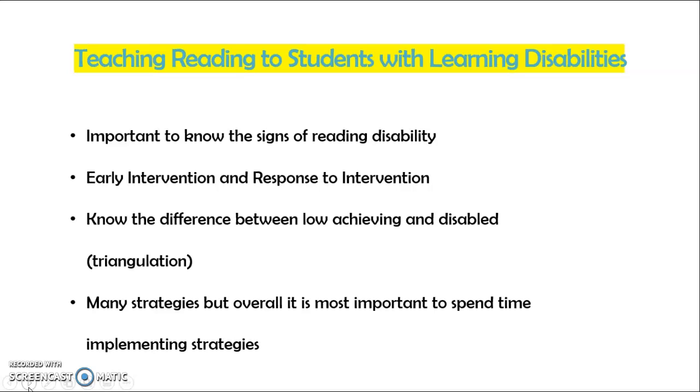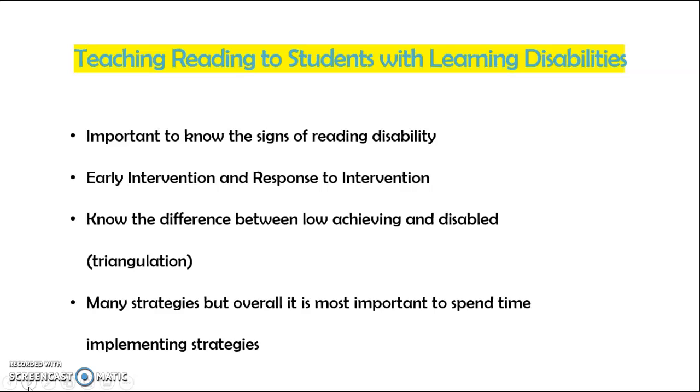Something from this lesson that can be applied is triangulation. To know the difference between low achieving and disabled, because using one kind of test will never give you enough information. It's really important to use other methods of understanding, because maybe a student has a vision problem, or maybe a student's just being lazy, or it could really be anything. It's important to understand and have early intervention, because once a student gets to a certain point, it's really hard to catch them back up to grade level.